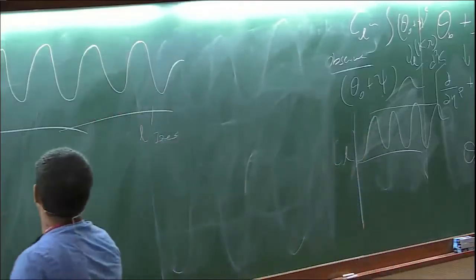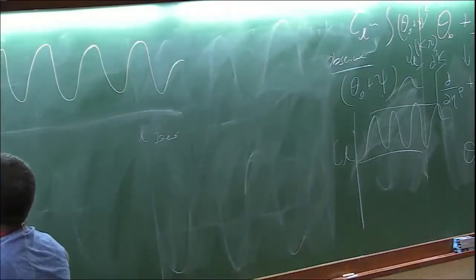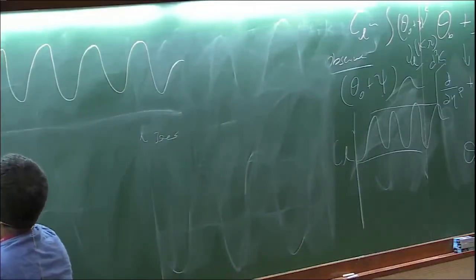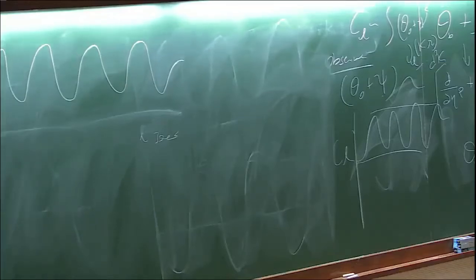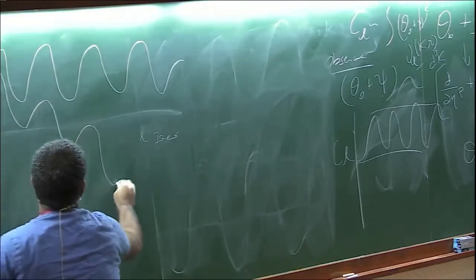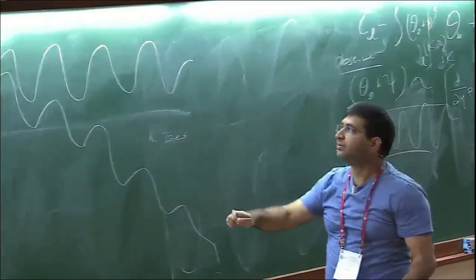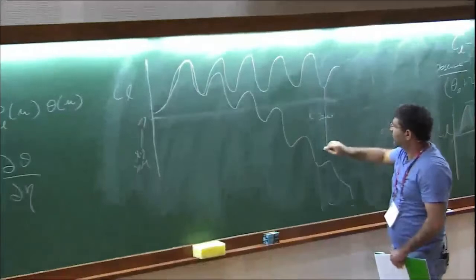What we see, let us plot this in the log scale. So this is a log scale. What we see actually is that you have oscillations, but then they start dying down. They are exponentially damped. So what is happening here?